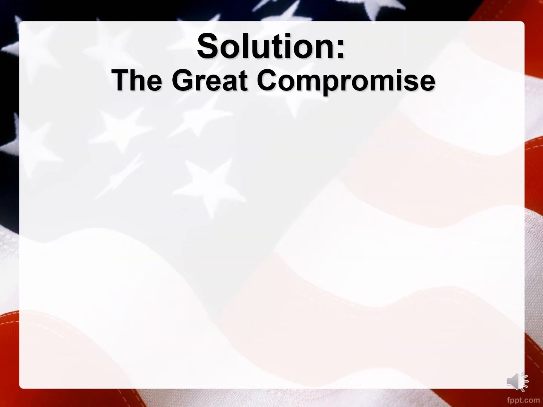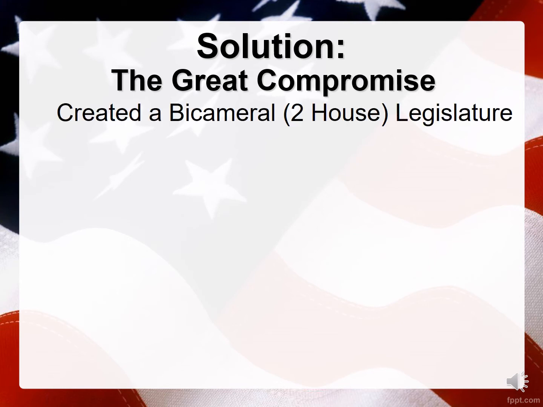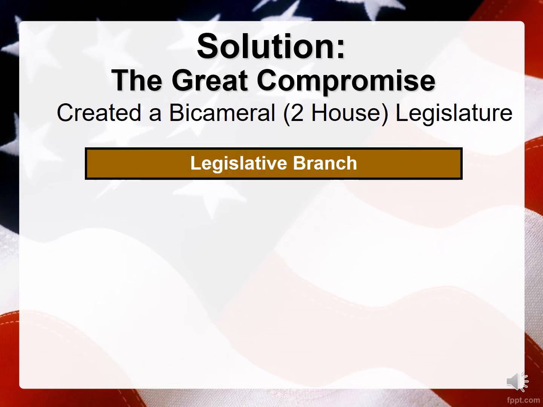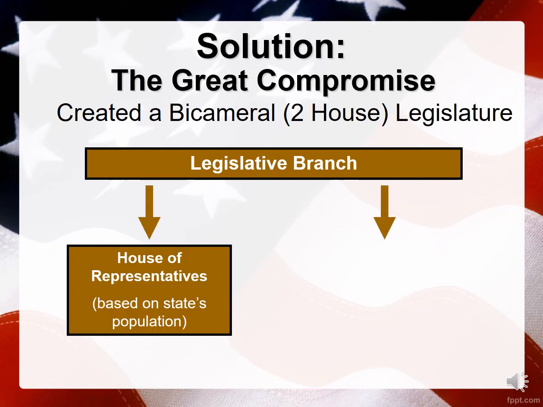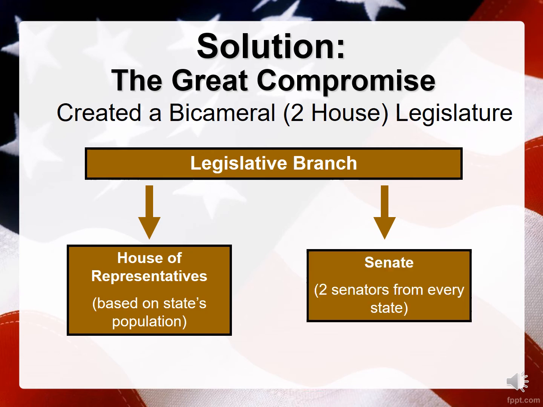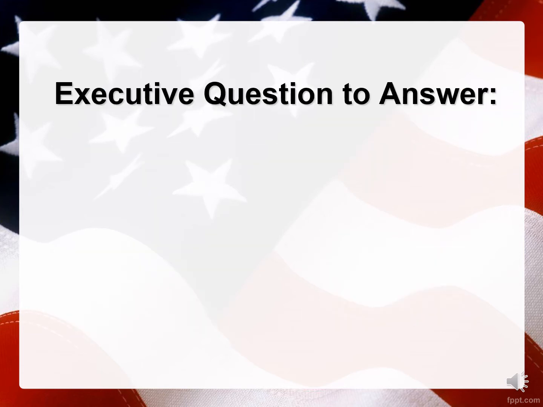So the solution that they came up with is what we know as the Great Compromise. The Great Compromise created a bicameral, or two-house, legislature. So this is what the legislative branch looked like then and what we have today. We have a House of Representatives where the number of representatives from each state is determined by the population of that state, and we have 2 senators from every state go to the United States Senate. And so that's that bicameral legislature. In one, the representation is based on a state's population. In the other, every state has 2 senators going to the Senate.